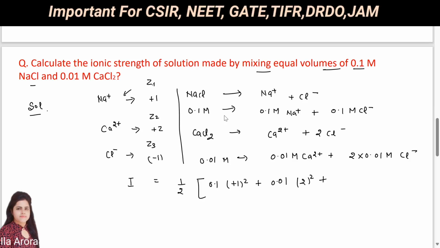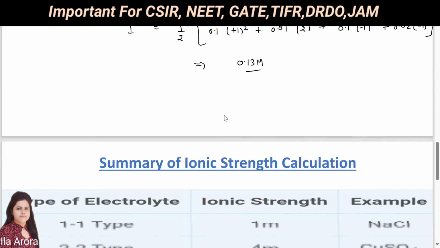Now Cl. Cl is present in both. First I am taking Cl in NaCl, so concentration is 0.1 and charge is -1 square. And then in CaCl2, the concentration is 0.02, charge is the same. So this is how we calculate it, and the answer will be 0.13 molar. So this is how we can calculate it in detail.